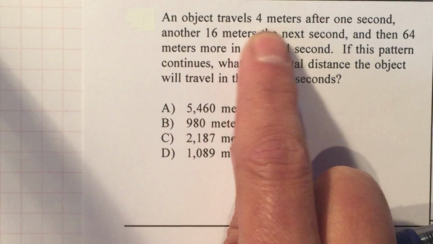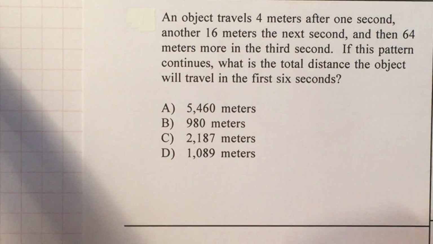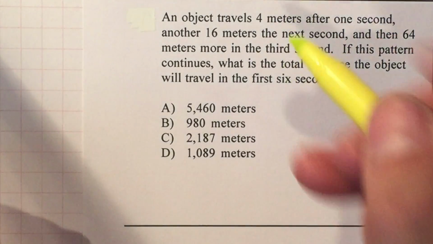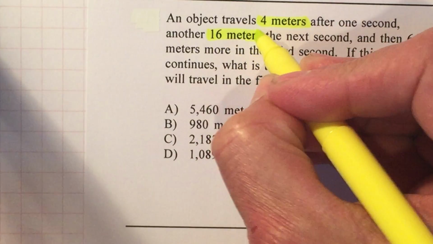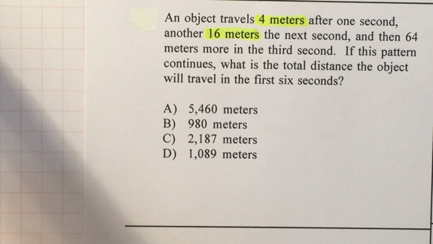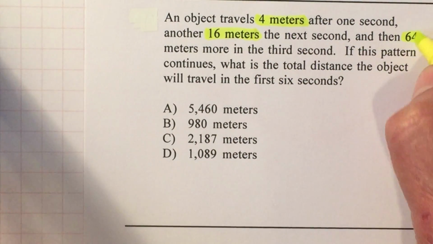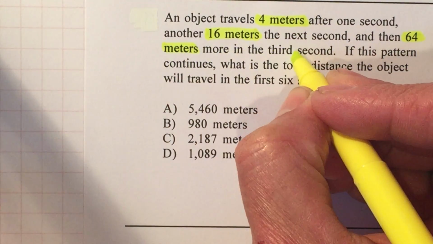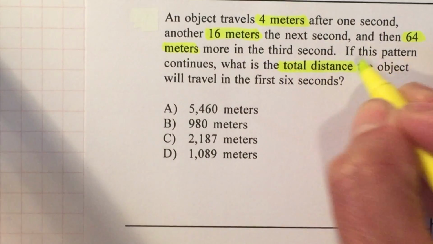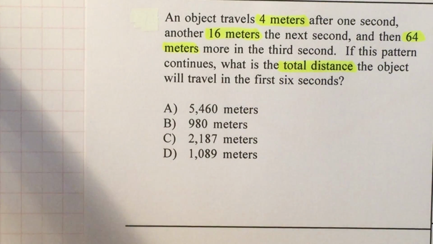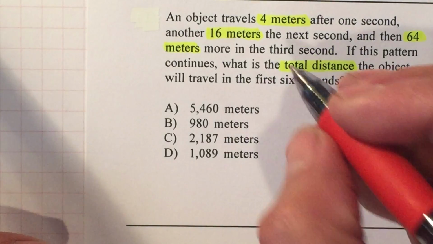An object travels 4 meters after 1 second. So after 1 second it travels 4 meters. Another second it travels 16 meters. And then 64 meters more in a third second. If this pattern continues, what is the total distance the object will travel in the first 6 seconds?